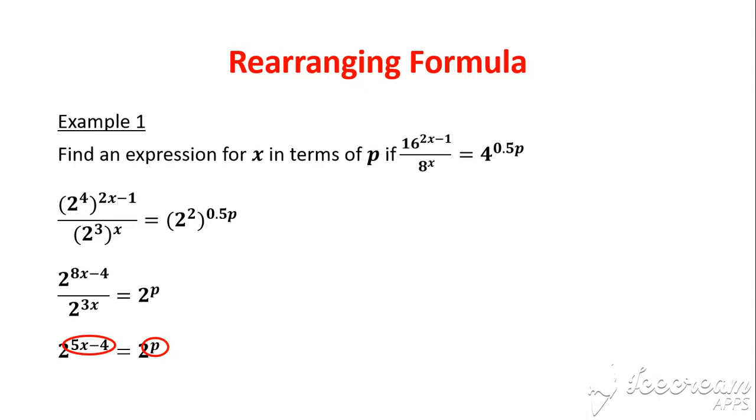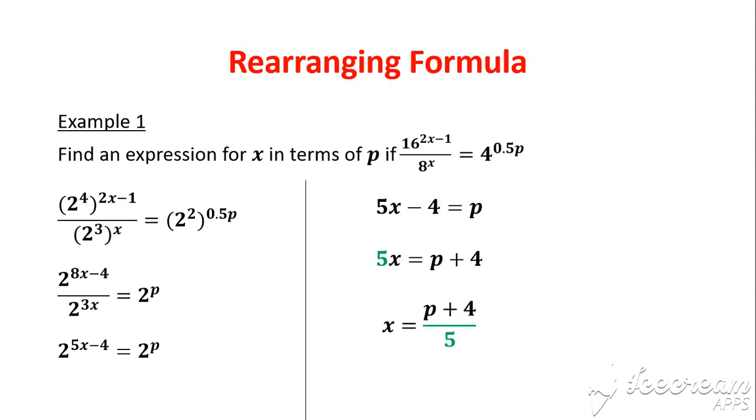Well, those two somethings must be equal to each other. So now we can ignore the bases and we can just say 5x minus 4 is equal to p. Now we can finish off by adding 4 to both sides and getting 5x is equal to p plus 4 and dividing both sides by 5 to get x is equal to p plus 4 all divided by 5. We've found an expression for x. X is equal to something, and that something has to have p's in it. X is equal to p plus 4 divided by 5.